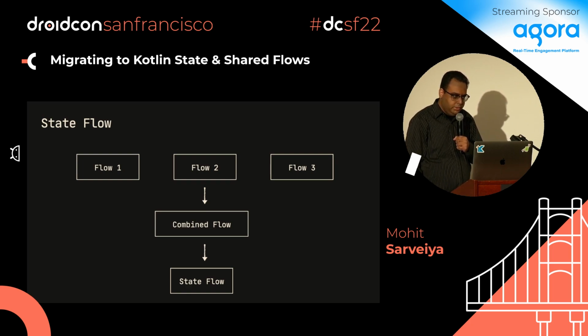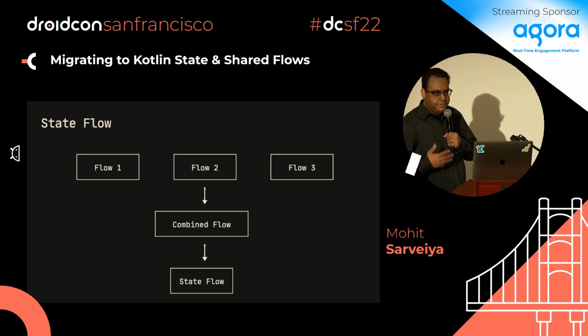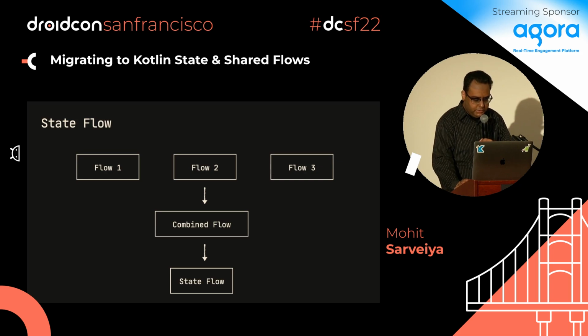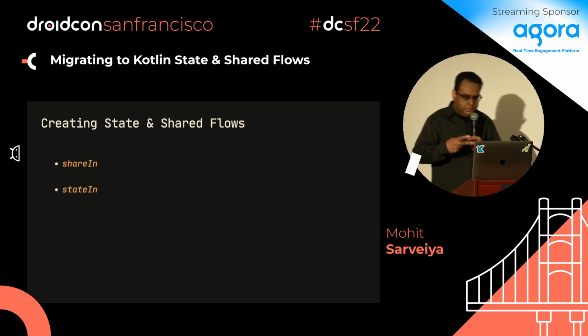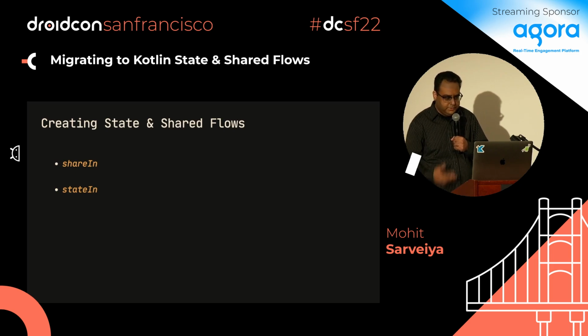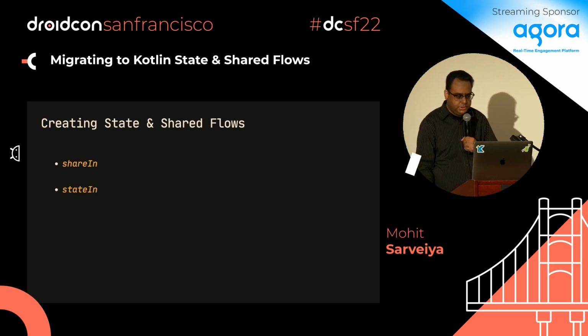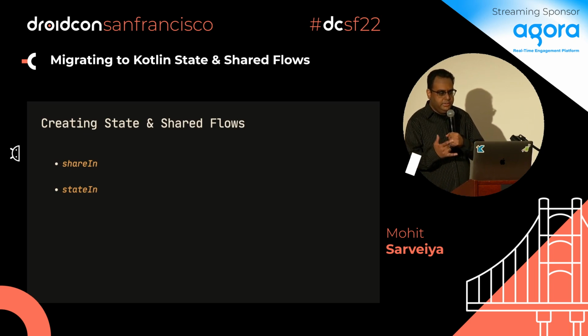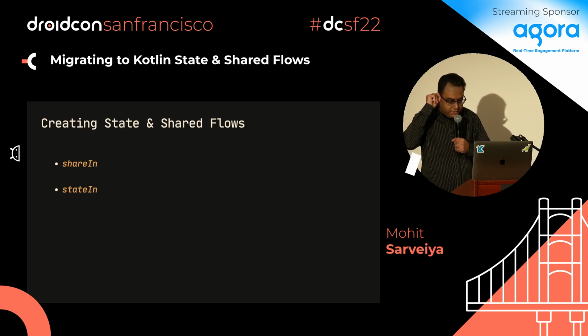And to create the state flow that they ultimately give to their view to observe, they utilized an extension called stateIn. So they didn't declare a state flow manually themselves. stateIn is an extension that returns a state flow for you. So these are two different ways to create a state flow. You could use the stateIn extension, and these are extensions on the flow. So shareIn is an extension on the flow, which gives you back a shared flow.